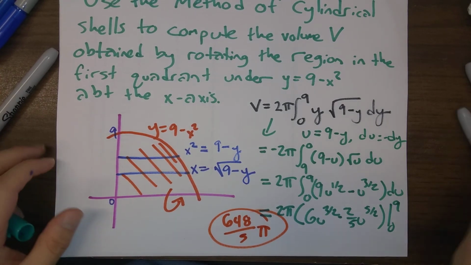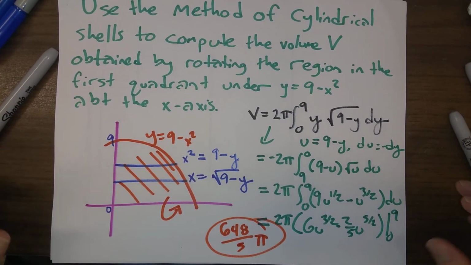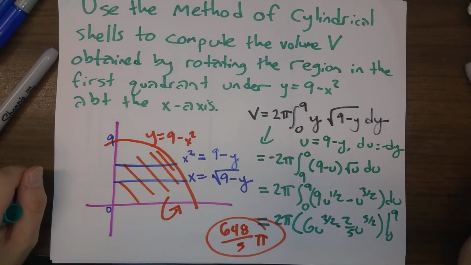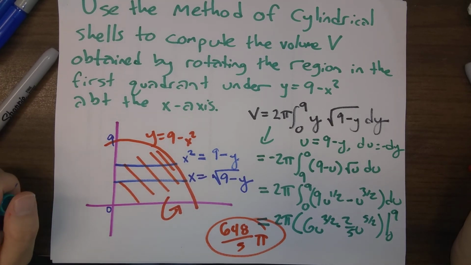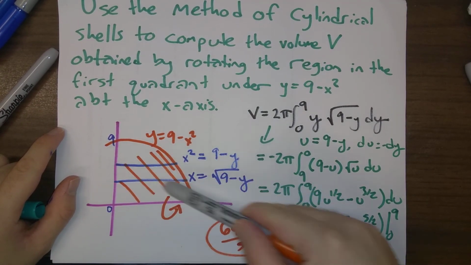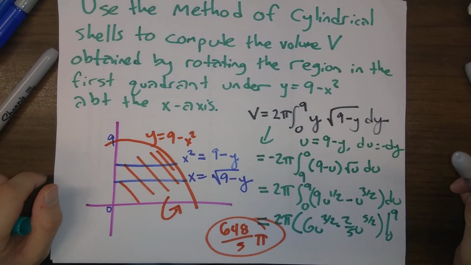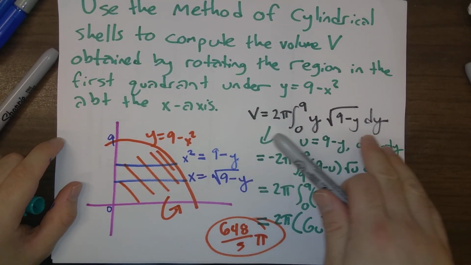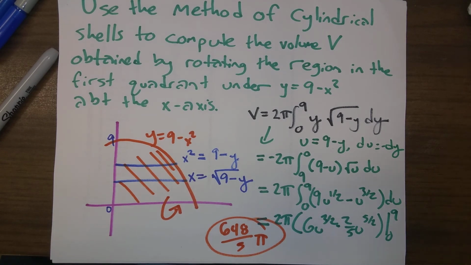So I thought this was a good little example to work through, just to point out that even though we usually use cylindrical shells when we're rotating around the y-axis, we can use it if we're rotating around the x-axis. The cost, if you will, is that we integrate with respect to y instead of integrating with respect to x as we're used to doing.